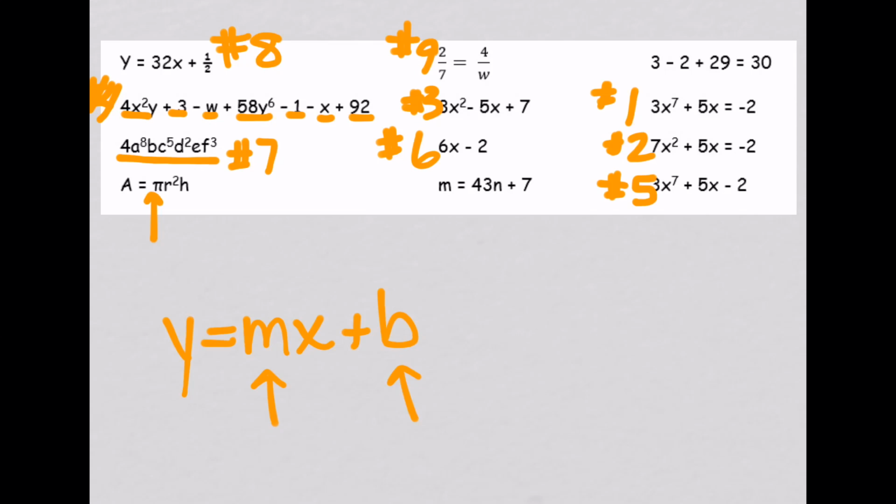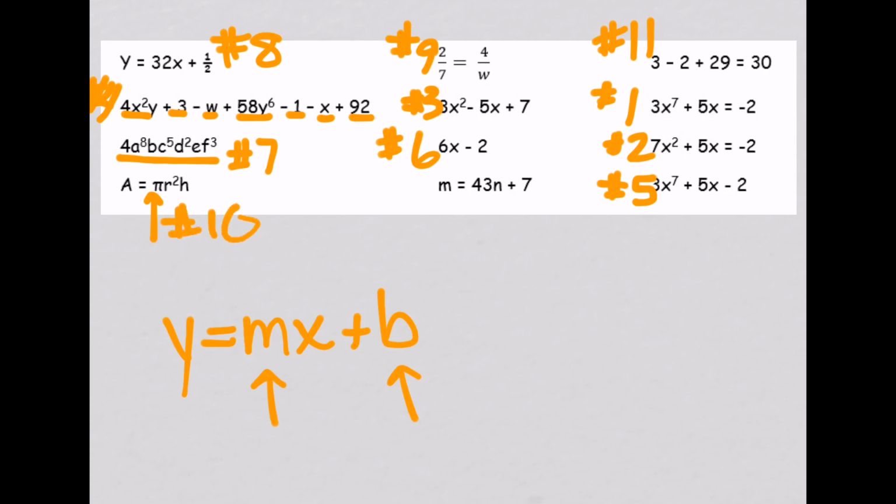Number 11, though, is an equation with only constants and no variables. So where on here is one that doesn't have any letters at all? Oh, it's the upper right-hand corner. So this one is number 11. And down here, this was number 10.